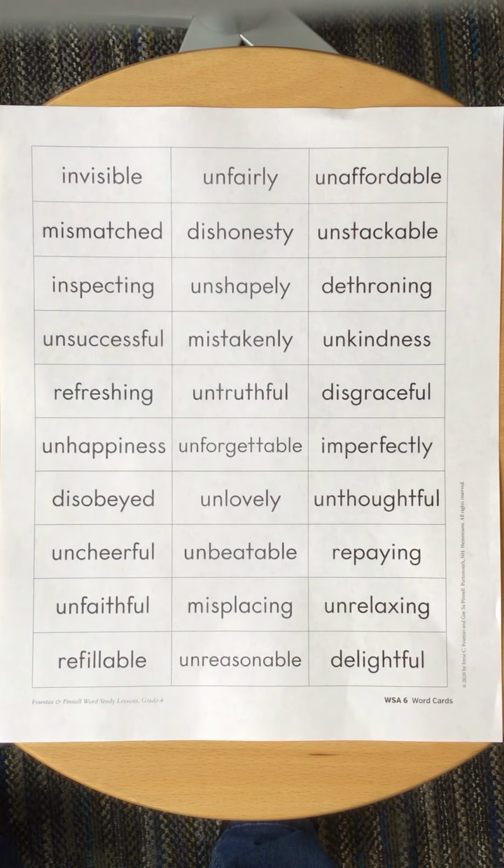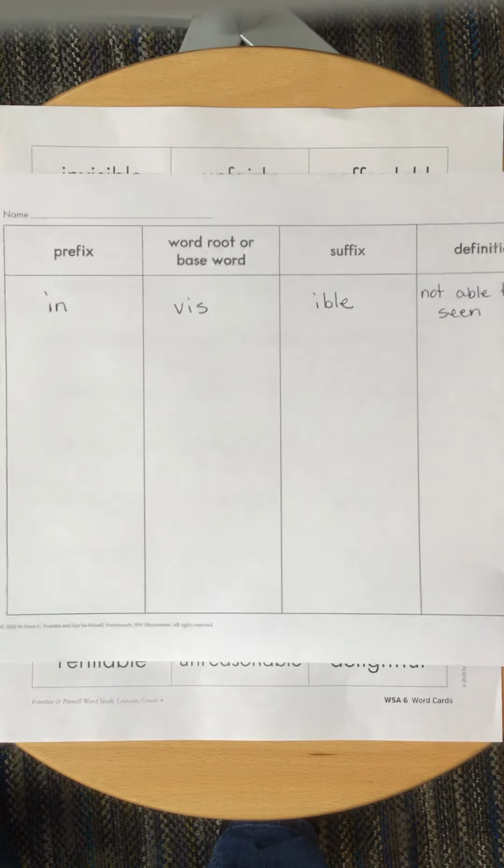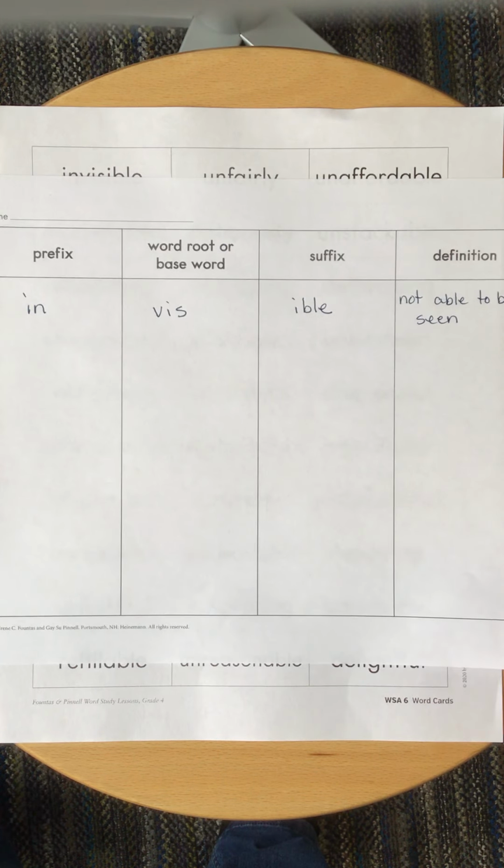So what I'd like you to do today is choose 4 of these words from this list and make a chart in your reader's notebook with 4 sections. 1 for the prefix, 1 for the root word or base word, 1 for the suffix, and then 1 for the definition that you figure out on your own from the word parts.